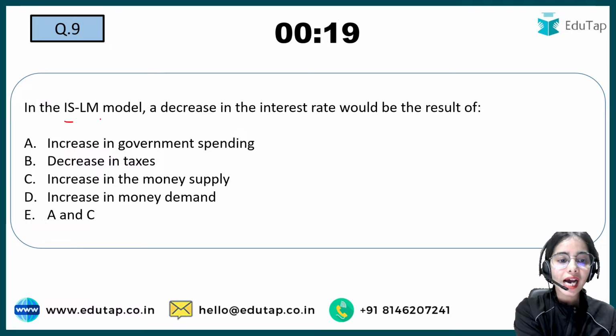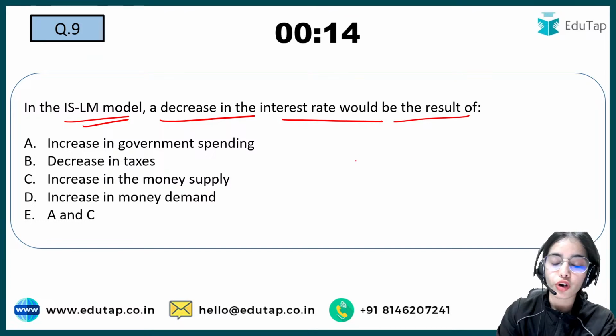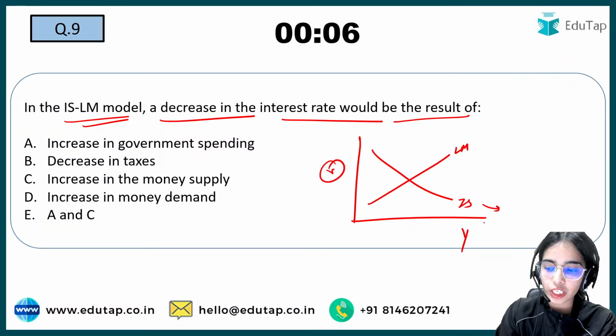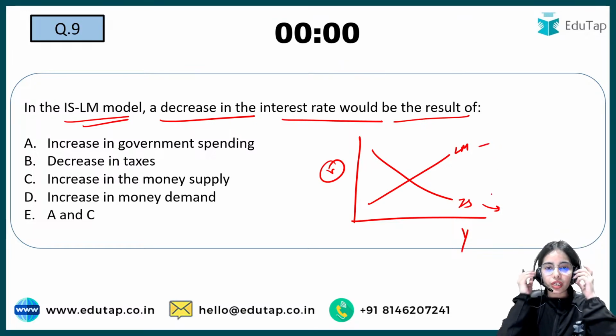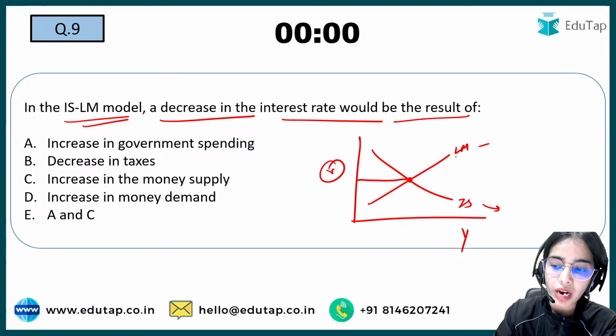In the ISLM model, a decrease in the rate of interest would be the result of which of the following? So this is your IS curve, this is your LM curve. The IS curve shows the combination of the rate of interest and the level of income where the goods market is in equilibrium. The LM curve shows you the combination of the rate of interest and the level of income where the money market is in equilibrium. Where they both intersect, the goods market and the money market both are in equilibrium.